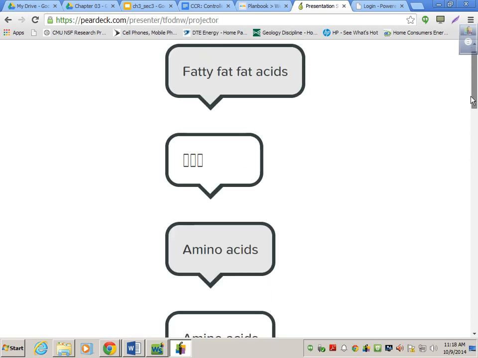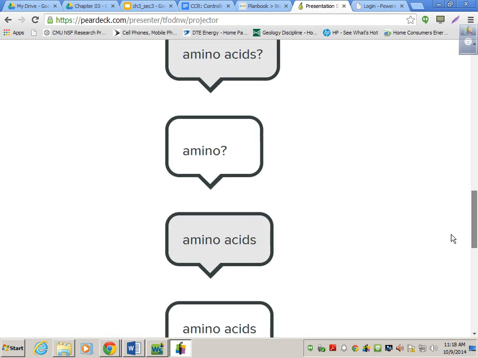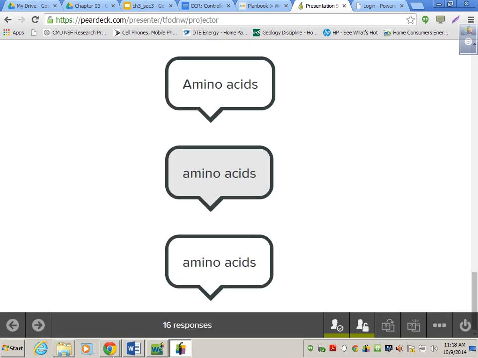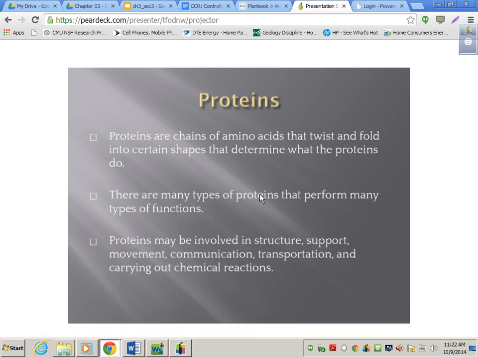Fatty acids, no. Fatty acids are for lipids. Amino acids for sure. Very good. So if you take a look at what that statement says, proteins are chains of amino acids. That means they're made of amino acids, right? So amino acids are our monomers in our protein world. There are many types of proteins that perform many types of functions, and that does include structure, support, movement, communication, transportation, carrying out chemical reactions. Is there anything left after that? Everybody say not much, right? So proteins pretty much do everything.